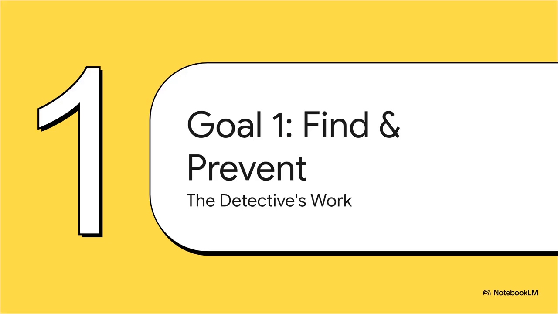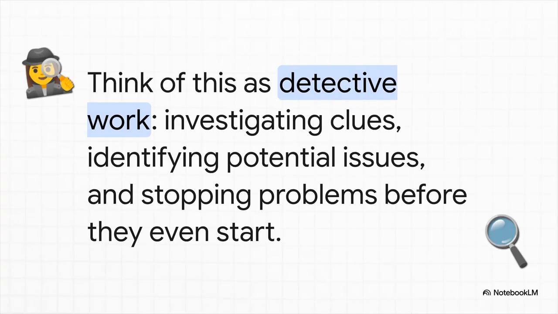Okay, so let's dive into our first big goal. And yeah, it's the one everybody knows, but there's a really important twist. It's not just about finding problems that are already baked into the code. The real goal is to prevent those problems from ever happening in the first place. Think of it like this. It's detective work. Let's really lean into this detective analogy.